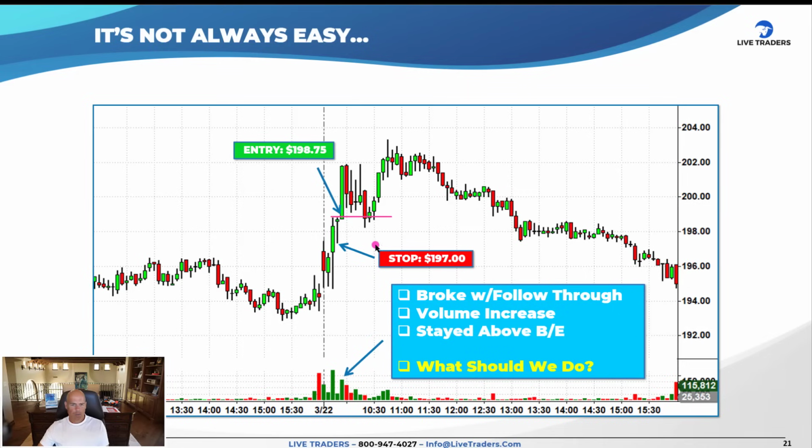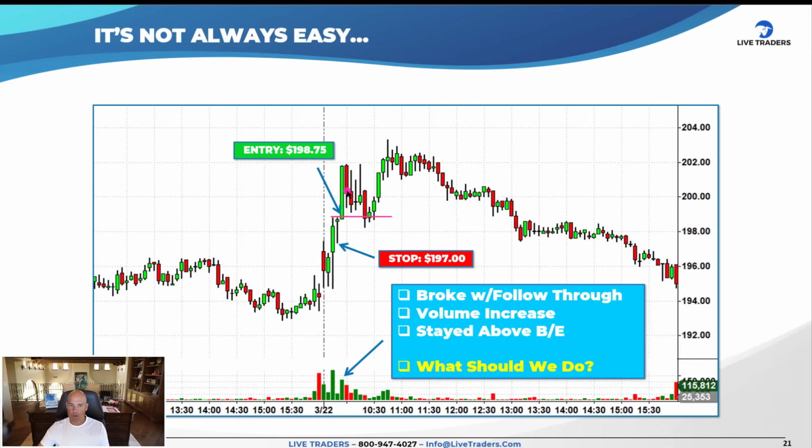I mean, this thing broke with follow through, volume increase, stayed above break even. What should we do? The answer is stay in it, and it still stops you out. Now, don't get me wrong, the topping tail right here would have been a significant concern. Now, to be fair, this is a $1.75 stop, and it went to almost 202. So you had at least 1.5 R in this thing, right? So even though you're up 1 to 1.5 R, it did everything you wanted it to do, but it still didn't really work. Now, I guess it did work to 2 R up here at 203, okay?